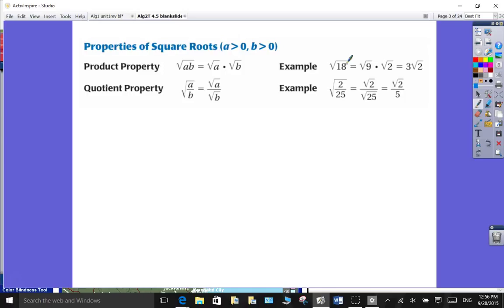And then there's also a quotient property, which is if you have a quotient, a radical of a quotient can be split up into a quotient of radicals. And if it helps you to simplify one part of it, then by all means you do it. Look at their example here, the square root of 2 over 25. If they break it into two radicals, the denominator, the square root of 25, simplifies. Now the square root of 2, you can't do anything with that. So we leave an unresolved square root in the numerator. So product properties and quotient properties.